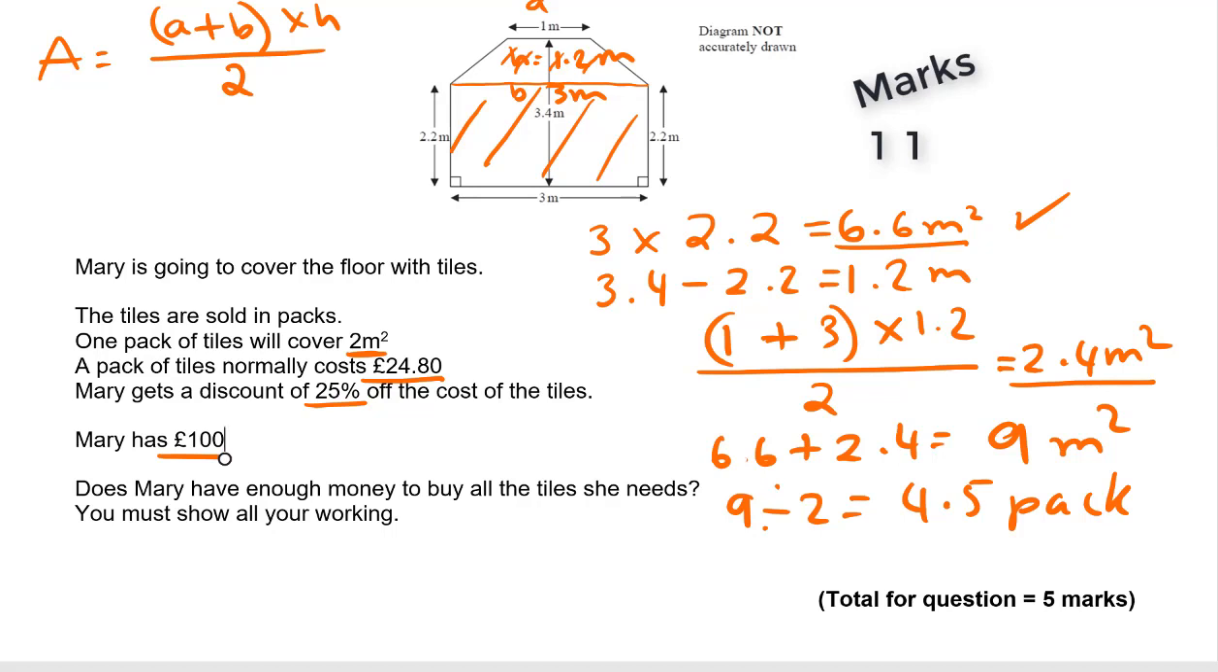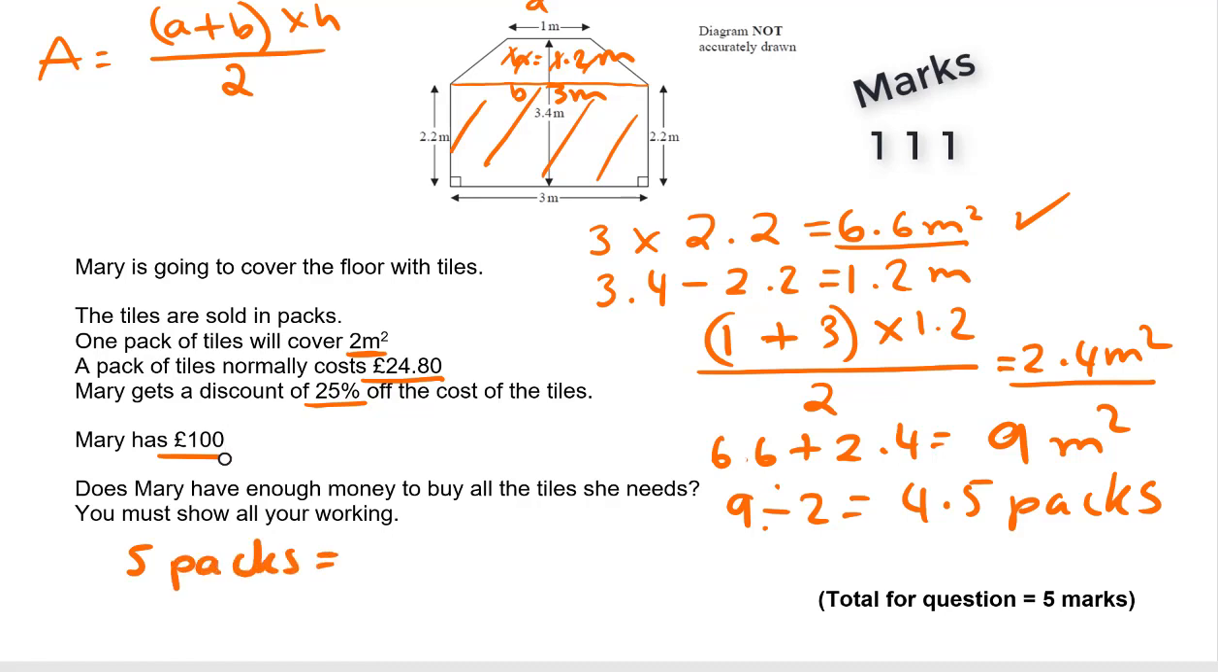Now, because it's 4.5 packs, if you go to a shop and ask the shopkeeper, can I have 4.5 packs of tiles? The shopkeeper will say, sorry, unfortunately we do not sell half a pack. So you need to buy the whole pack. Now, if you're thinking, oh, I'll save some money and buy 4 packs, you go home, you tile your conservatory, and at the end you realize you have some missing. What are you going to do then? You have to go back to the shop and buy another pack. So why don't we just buy 5 packs in the first place? So we need to buy 5 packs.